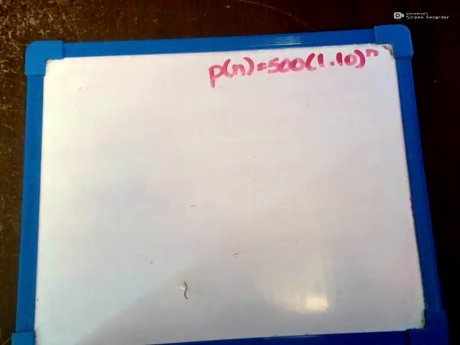Suppose the population of a small town is growing by 10% annually. The town's population in 2022 is 500 people. That's a really small town. This situation is modeled by the function p of n is equal to 500 times 1.10 to the power of n, where n represents the number of years since 2022 and p represents the population. This is a model of exponential growth.